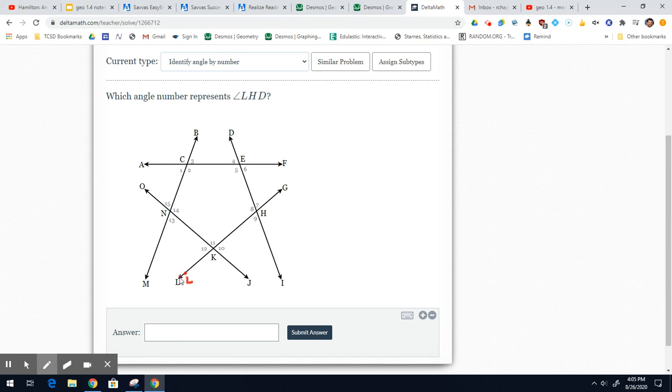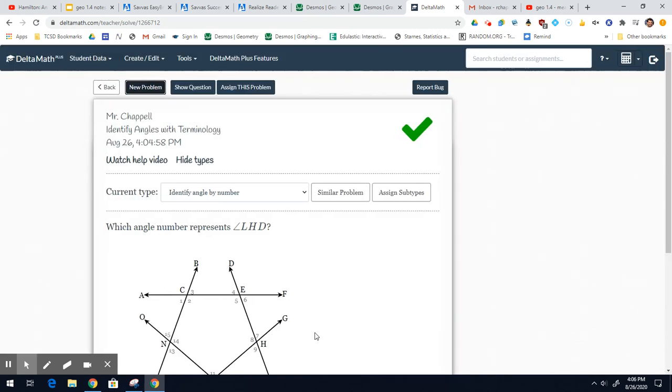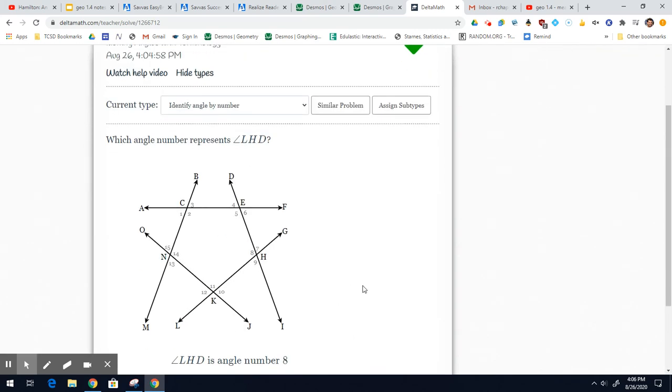So I'm going to go from L to H to D. And I want to put an arc in the interior of that angle. There's the interior of that angle. And what number is inside that arc? The number 8. So 8 would be the number that I could also name this angle with. So in the answer box, I will just simply put the number 8 and I will submit. And there we go. Okay, cool. All right, so hopefully this helps, and good luck on your homework.